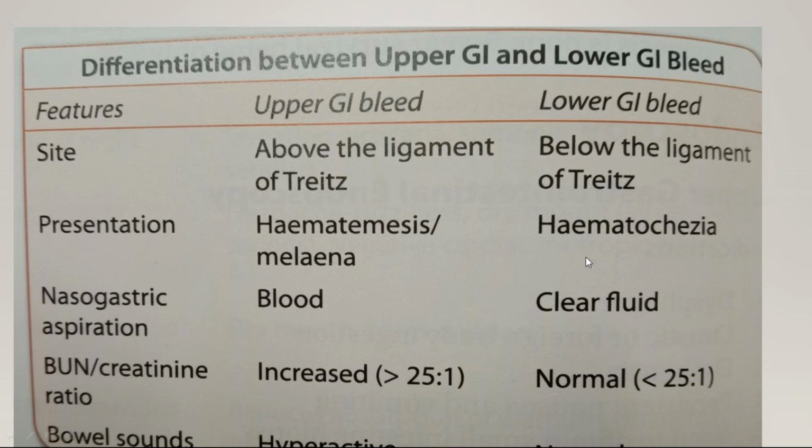The blood urea nitrogen to creatinine ratio is increased in upper GI bleed, almost greater than 25:1, whereas in lower GI bleed it is lower than 25:1. Bowel sounds are hyperactive in upper GI bleed and normal in lower GI bleed. These are some differentiating features between upper GI and lower GI bleeding.